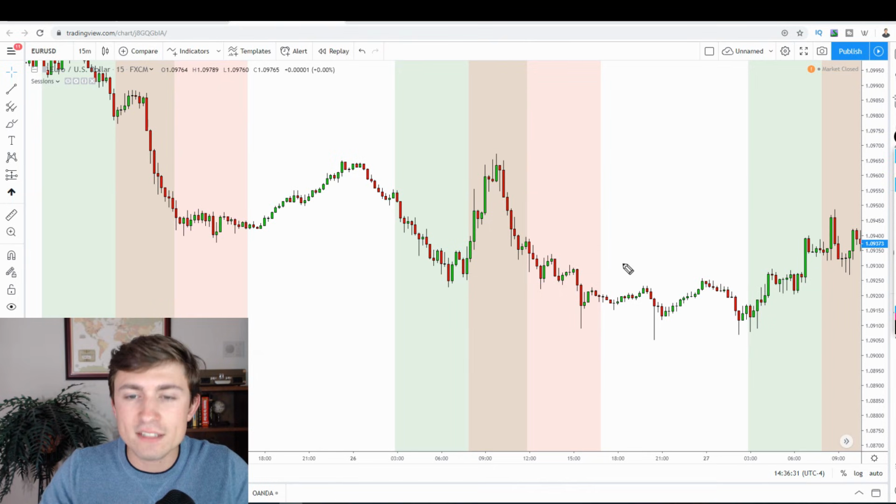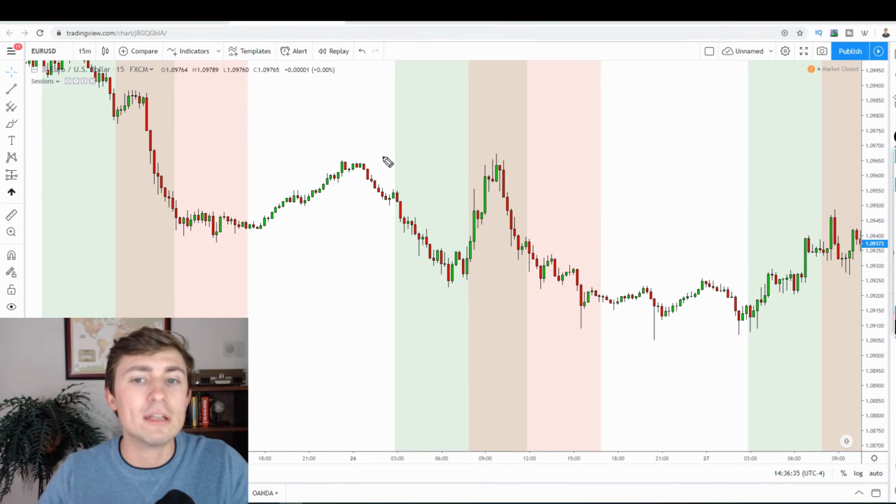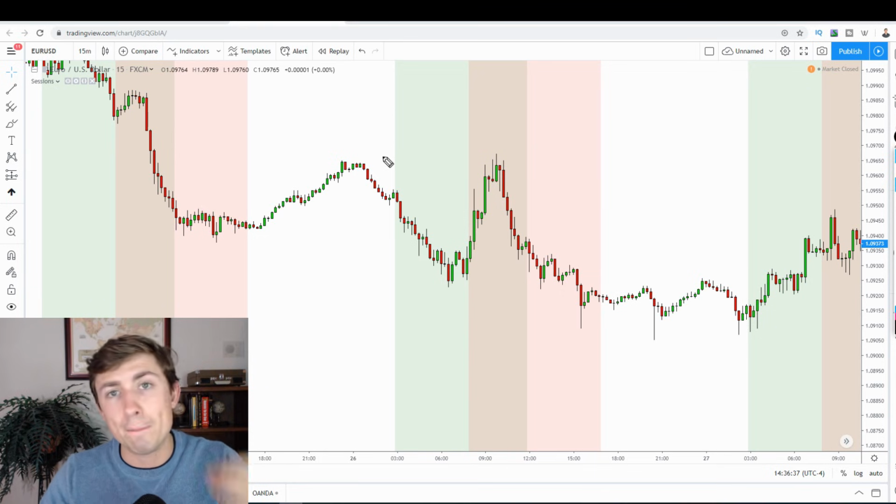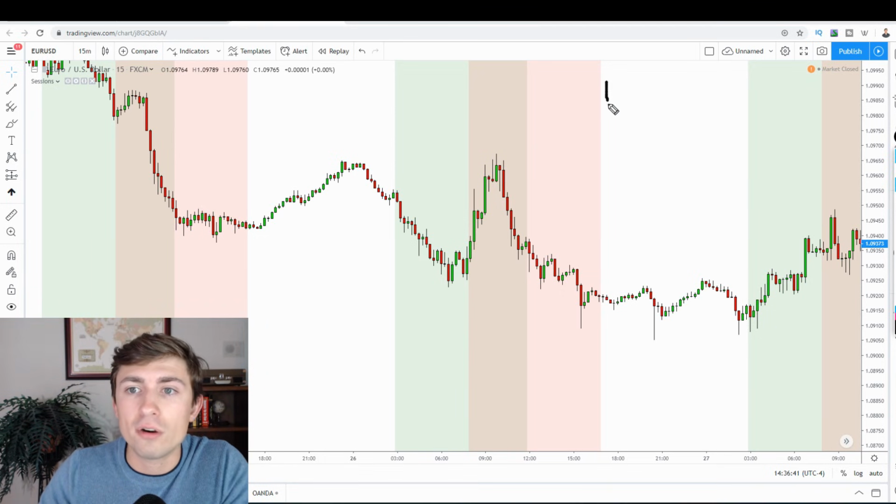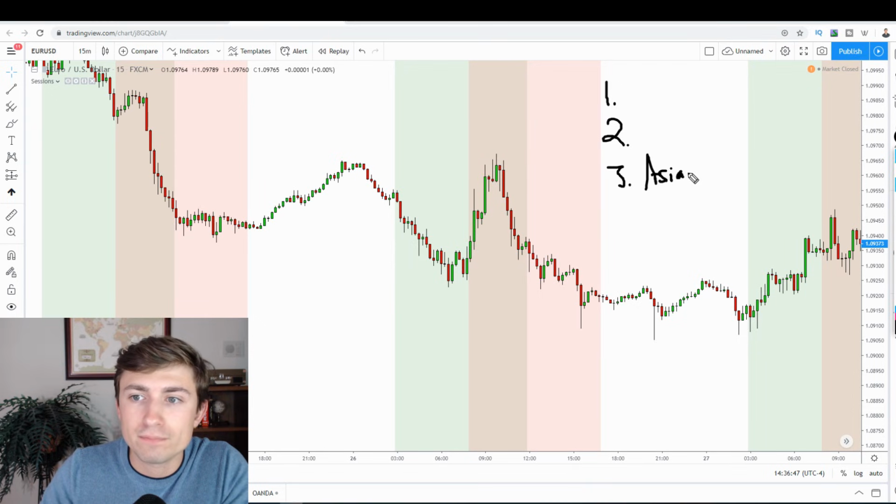Now, when we're looking at these major sessions, again, we have the Asian session, we have the New York session, and we have the London session. But which one of these is the biggest? Which one is the smallest? Well, I'm going to list them out here in order, and we'll put number 3, the quietest, as the Asian session, okay?